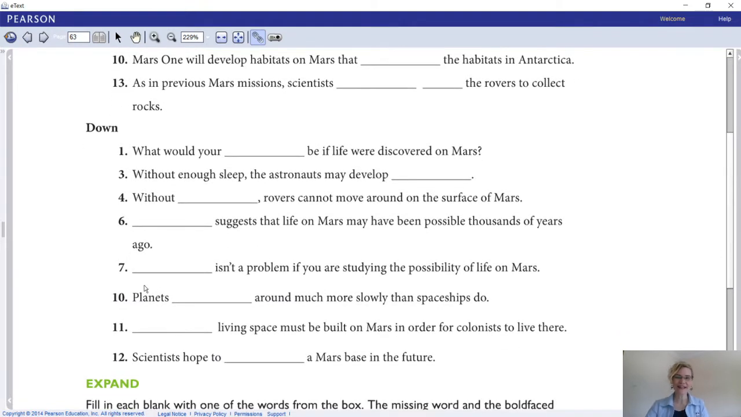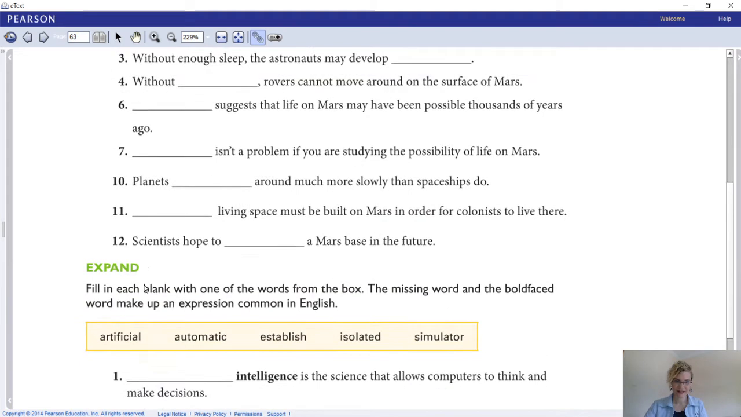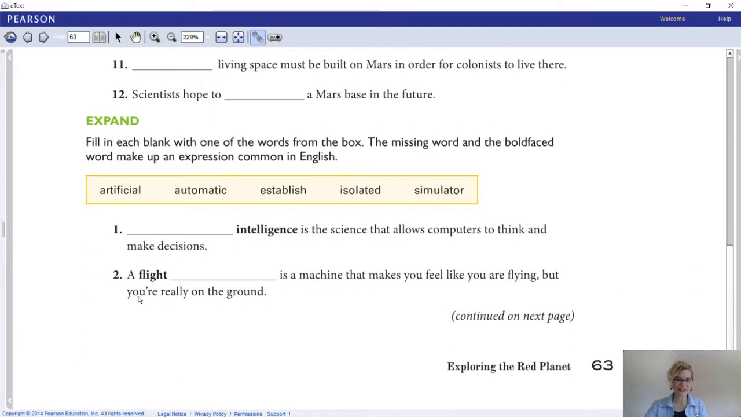Pause your video to answer this. Go ahead. Great, that brings us to the expansion. So using the vocabulary, we're going to fill in each blank with one of the words from the box: artificial, automatic, establish, isolated, or simulator. And the missing words and the bold-faced words make up an expression that is common in English.